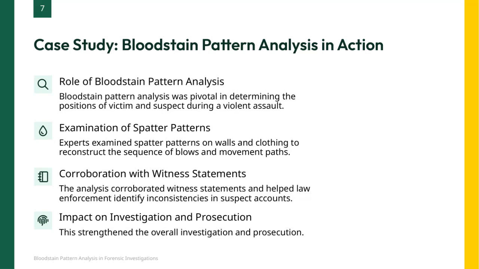In this case study, bloodstain pattern analysis played a crucial role in understanding the event of a violent assault. By carefully examining the distribution and characteristics of blood spatters, experts were able to determine the relative positions of both the victim and the suspect during the incident. Specifically, they analyzed spatter patterns on the walls and on clothing, which allowed them to reconstruct the sequence of blows and track how the people involved moved throughout the space.